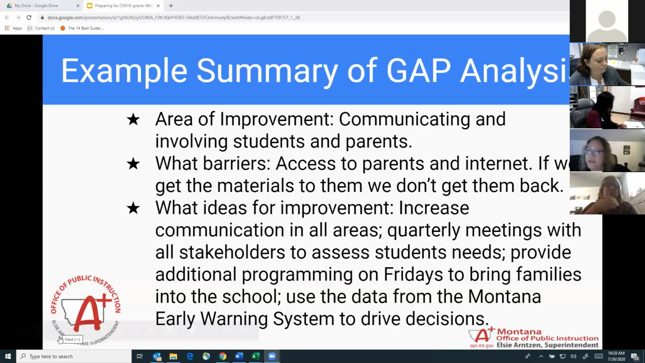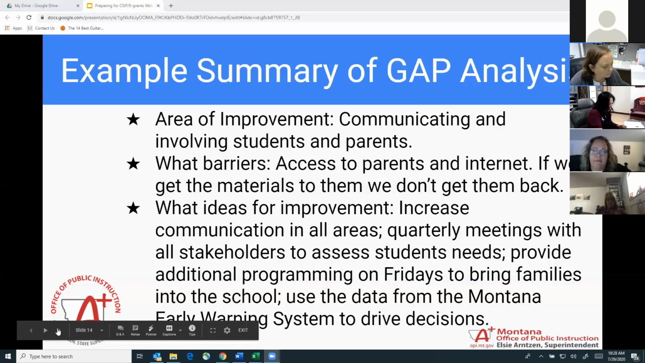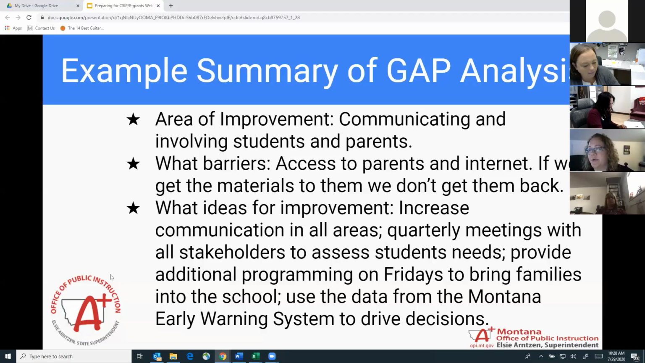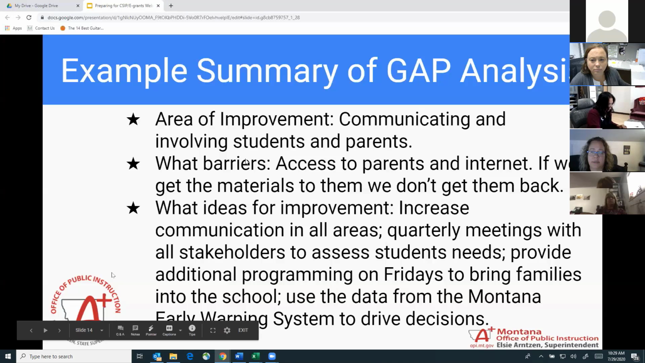So what barriers did they find? Access to parents and the internet. They found that if they get materials out, then they don't get the materials back. And so what were their ideas for improvement was to increase communication. And that was the eminent goal that would serve the school. They needed multiple levels of support throughout the school resources, quarterly meetings that would take place with school counselors, special ed, ensure student success, and then additional programs that could be implemented on Fridays with certified staff and support.